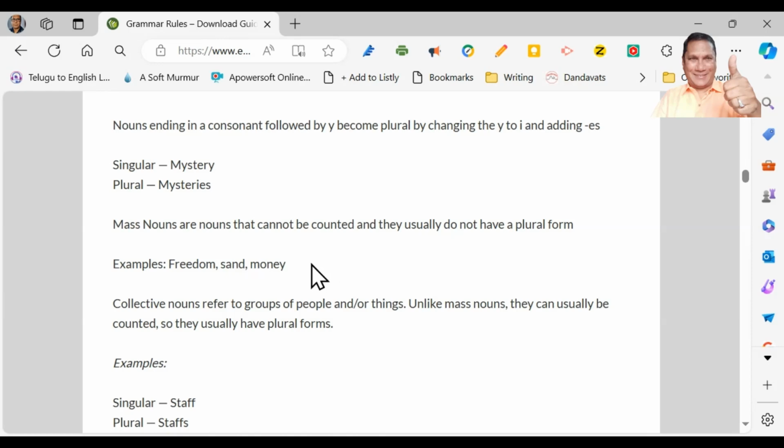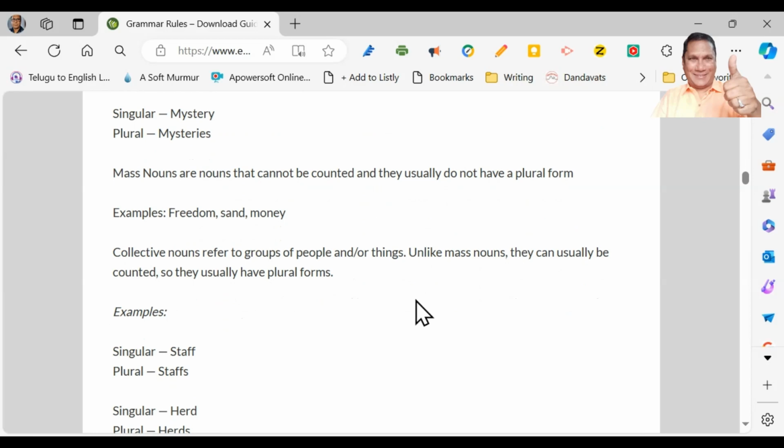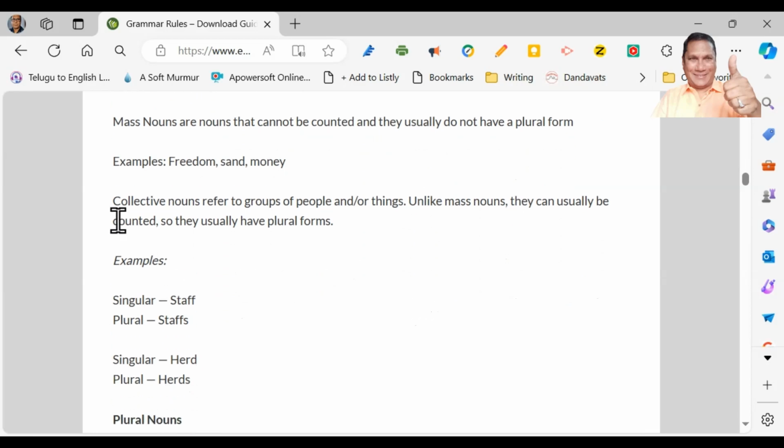No, no, we don't count money. We count rupees, we count dollars, we count pounds. All these things we count, but we cannot count money itself. So these are mass nouns or uncountable nouns. They do not have a plural form. Please remember this.